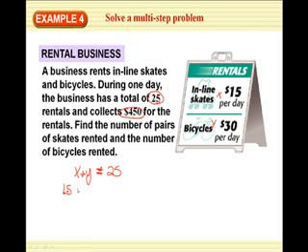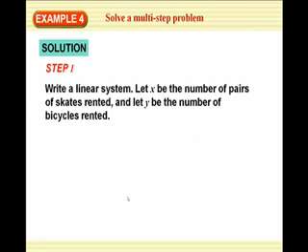Okay, now let's do the money. Inline skates cost $15 a day, plus bicycles are $30 a day. And notice I'm putting the letters with them. That equals $450. Okay, so now we're ready.